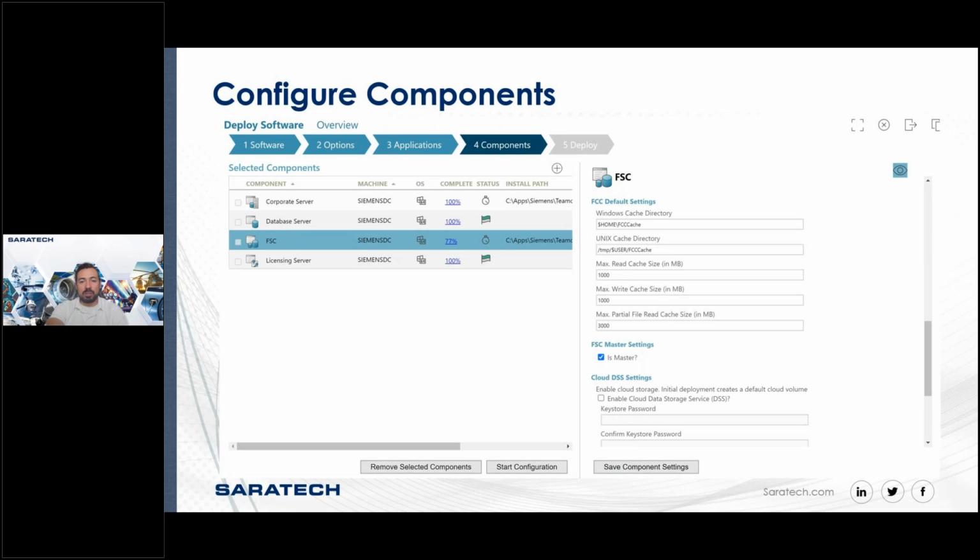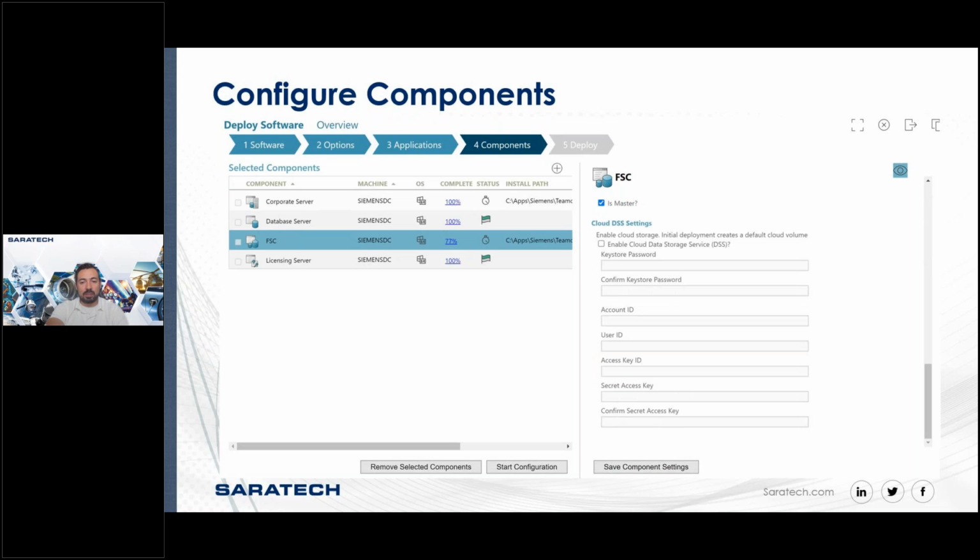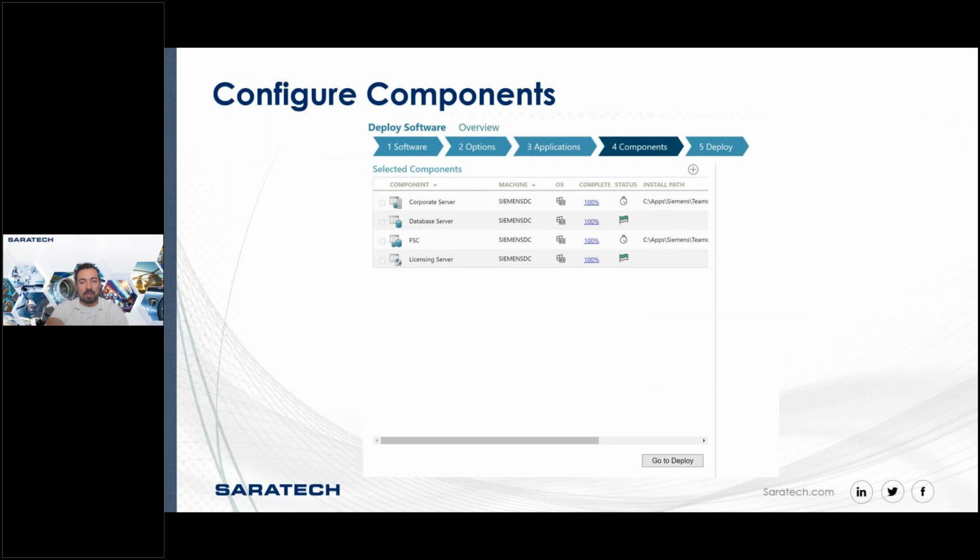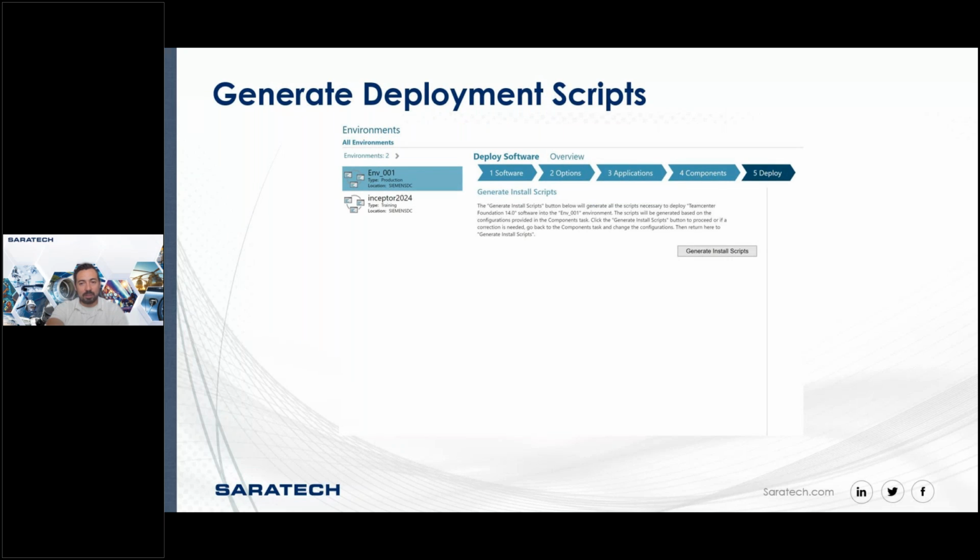So again, just going down the list, as soon as you're done with everything, click on Save Components, and notice how now your deployment shows everything complete at 100%, and at the bottom it says Go to Deploy. At this point, we're going to click Go to Deploy. Now it's going to take you to the tab that says Deploy. We're going to generate install scripts.